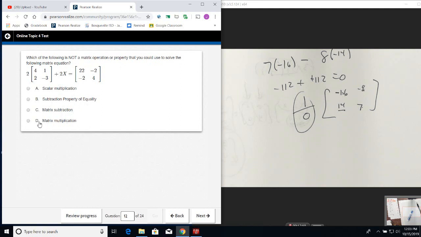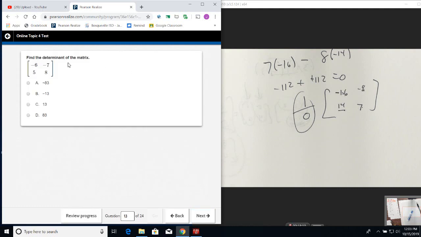No, I wouldn't use matrix multiplication. I'd use scalar multiplication. You're right, because that right there, to get rid of that 2, I would multiply by 1/2. So yeah, D. That would be the best answer choice, because I'd use scalar multiplication twice. My fault. So it's D.